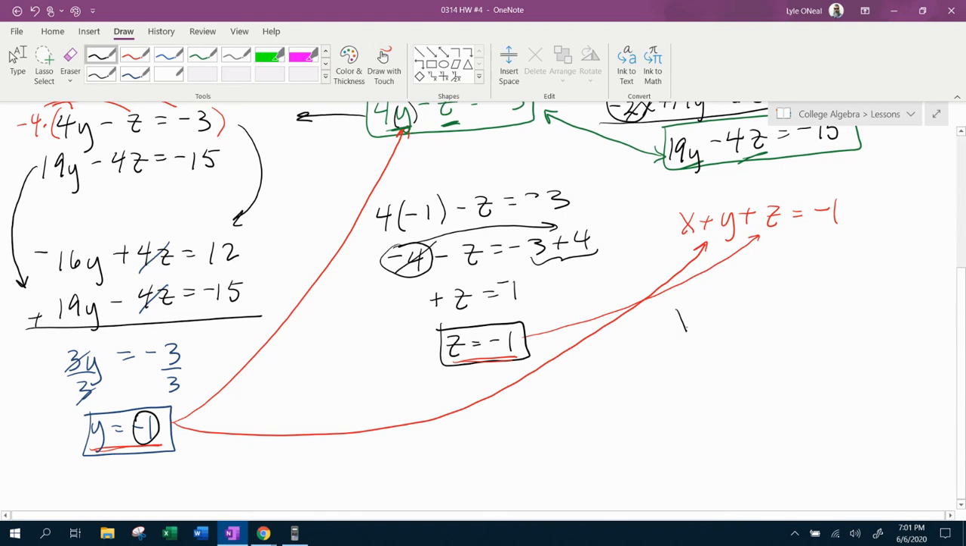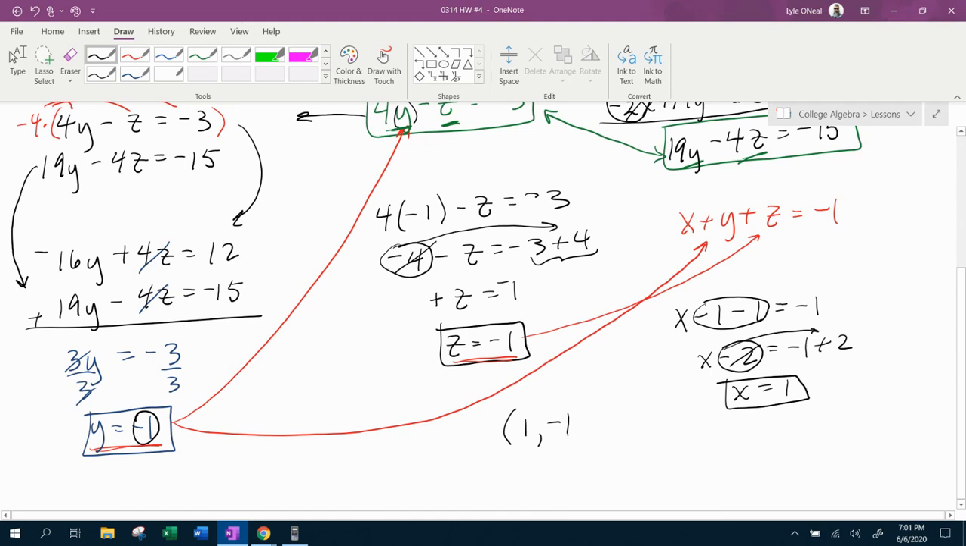Here we go. X. Y is -1, so that's going to be -1. Z is -1. -1 equals -1. Combine like terms. X minus 2 equals -1. -2 comes over to make a +2. And 2 minus 1 is 1. So I now have my answer. I need to write that as an ordered triple. X, comma, y, comma, z. 1, -1, -1. There is my solution as an ordered triple.